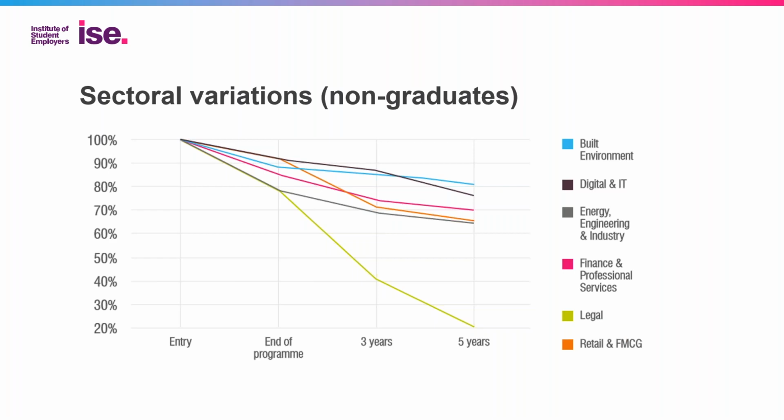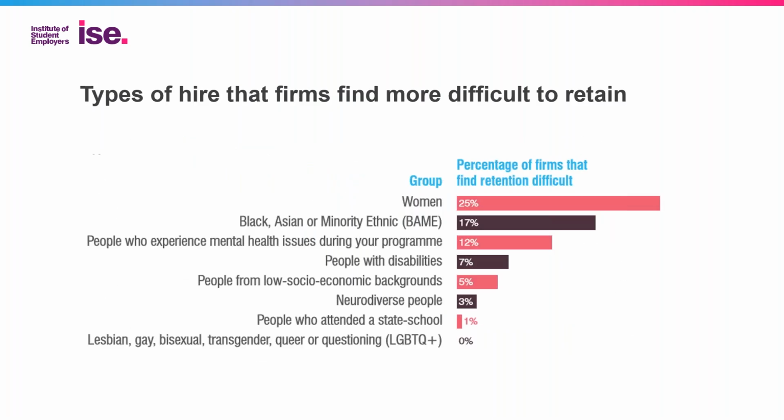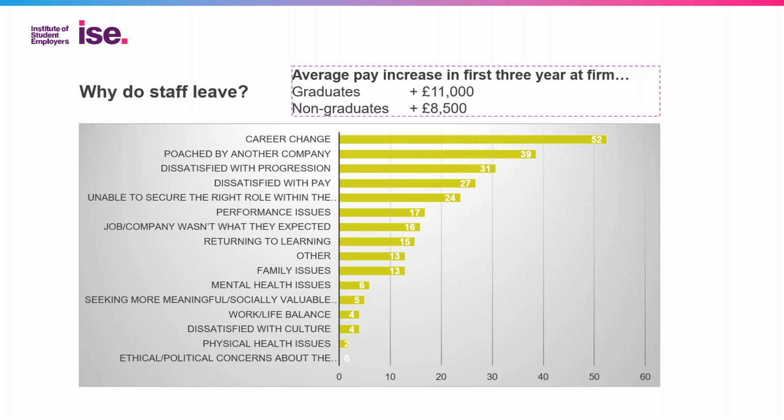So there are some issues again with the retention of graduates and non-graduates, and these might give you some figures to benchmark yourself against. Firms also report that there are some types of hires that are more difficult to retain. Women, BAME hires, and people with mental health issues are the main ones that people raised, and that's something that we're a little concerned about and keen to look into a bit more.